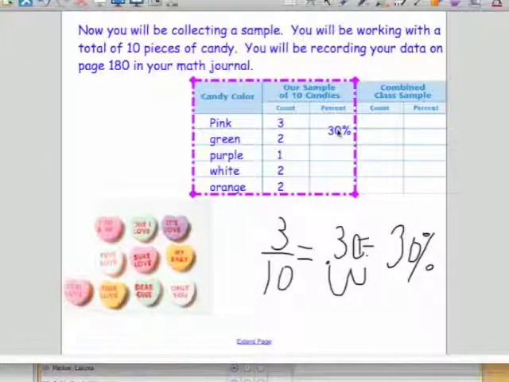Okay, then I'm going to go on and figure out the percent that were green, purple, white, and orange. I want you to do the same thing with your candies. Figure out how many of each color you have, and then you might also need to add a yellow column, and then make sure you find out the percent as well. Go ahead and do that now.